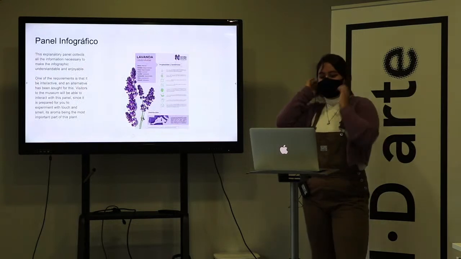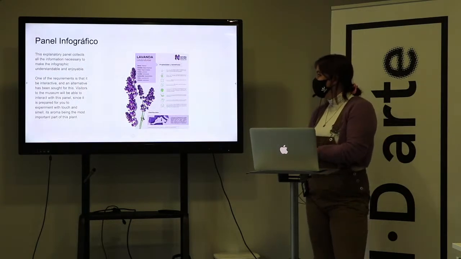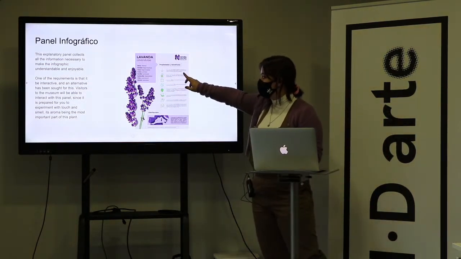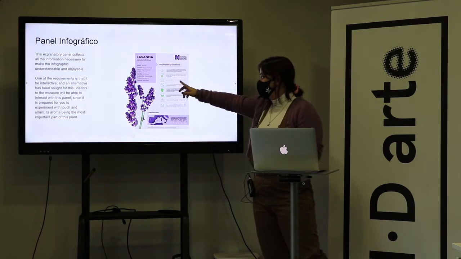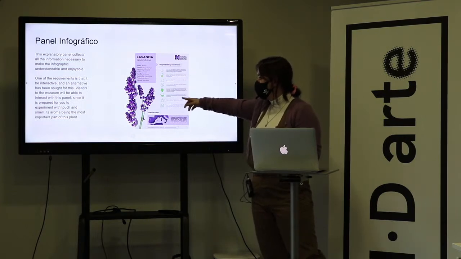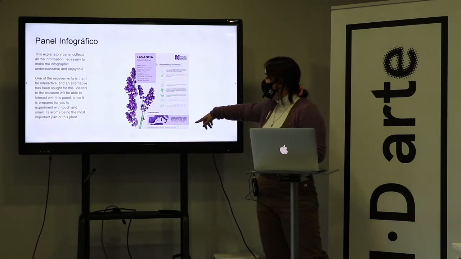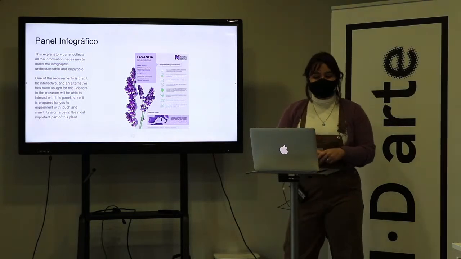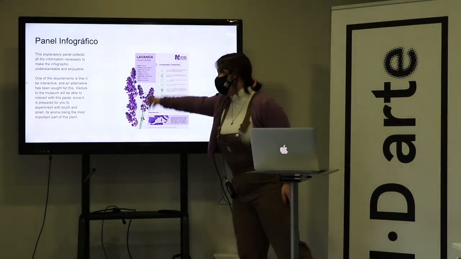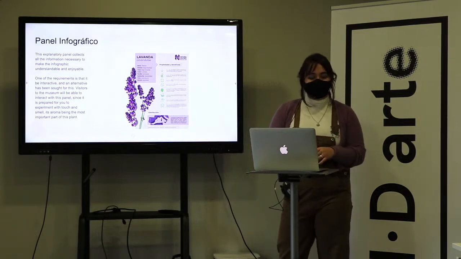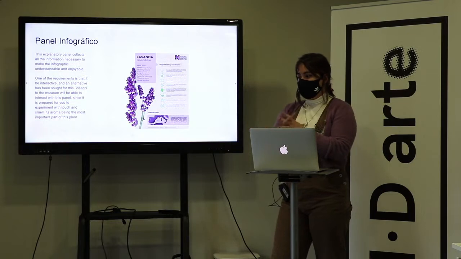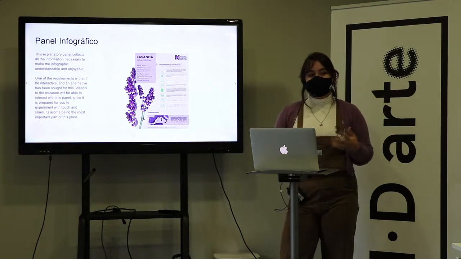So this is our first panel. As you can see, it's all purple. Here you have a little information about the scientific part of the plant, then the properties of the plant with the icons, then where you can find this plant. What makes this panel interactive is that this plant over here is real, so people can actually touch it and smell it. We wanted to emphasize the importance of the smell of the plant in this panel.